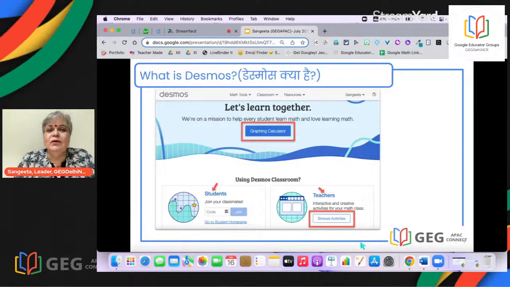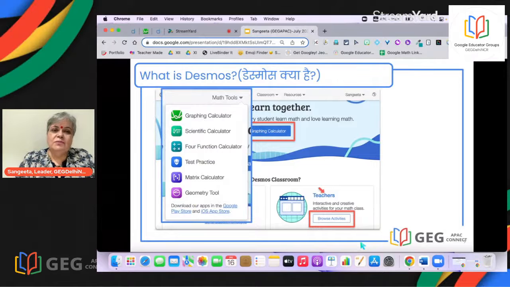So when you click on the math tools, you will find that there are various options. You will find a lot of calculators coming up there: graphing calculator, scientific calculator, four function calculators. It also works in a test mode. Of course, in India, that's not common, that's not known. But in the United States, there are states which have allowed this to be used in the state test exams and exam mode. And of course, there is a matrix calculator also, and it has geometry tools. So there is so much to explore in Desmos.